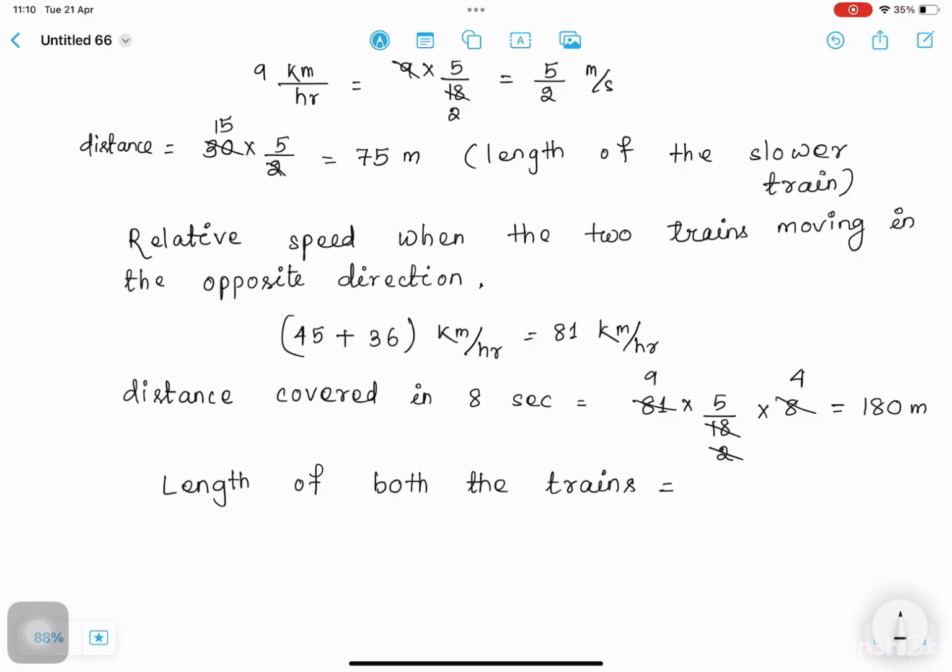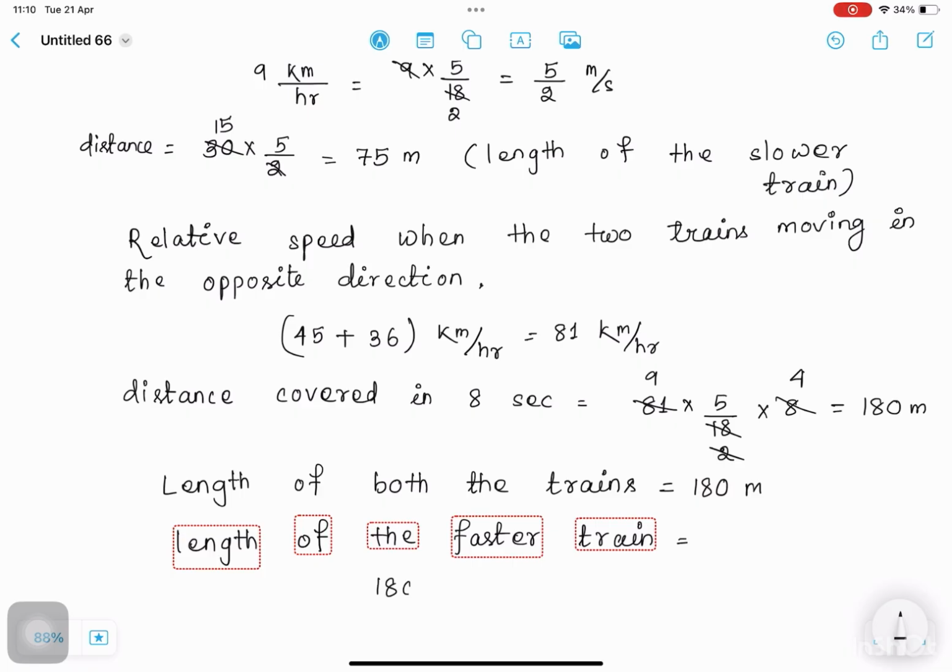But the length of the slower train we have already calculated, that is 75 meters. So the length of the faster train will be the subtraction, 180 meters minus 75 meters. Let me write: length of the faster train equals 180 minus 75 meters, that is 105 meters. This is the answer.